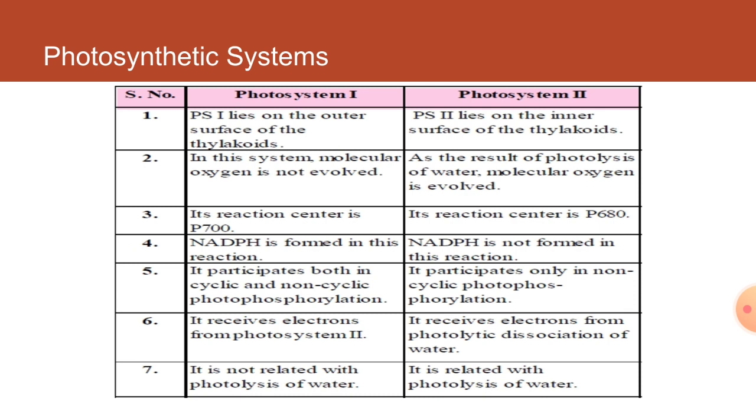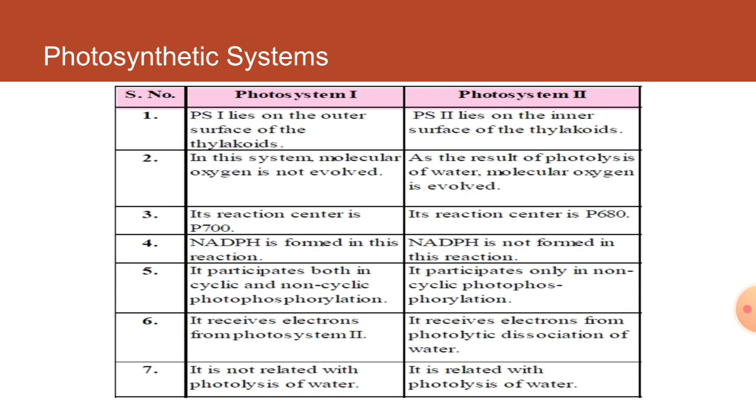That is the non-appressed region of thylakoids, the free region of thylakoids. Whereas photosystem 2, opposite to that, is generally a group of chlorophyll molecules present in the appressed region, that is the inner surface of the thylakoids.